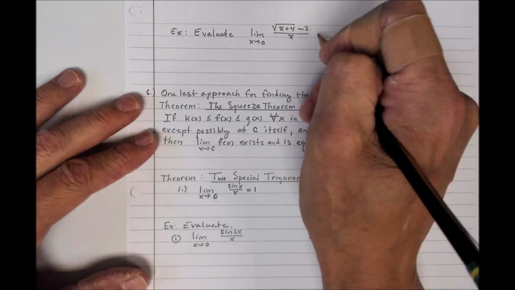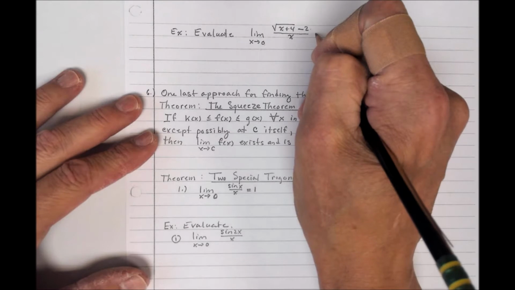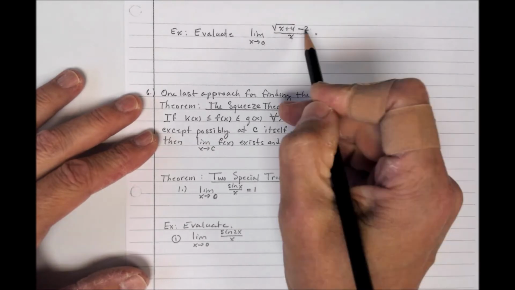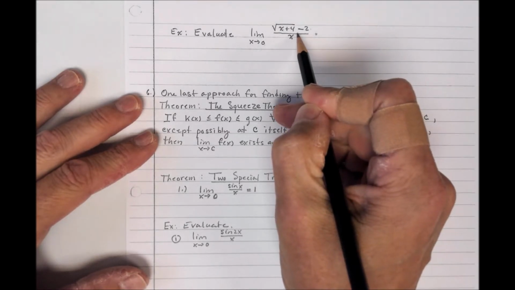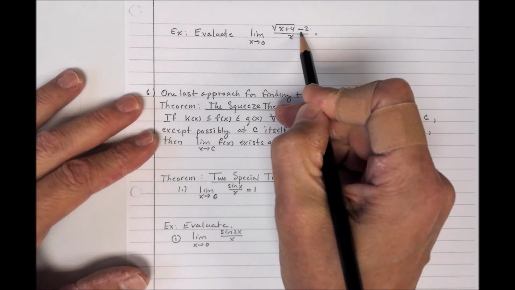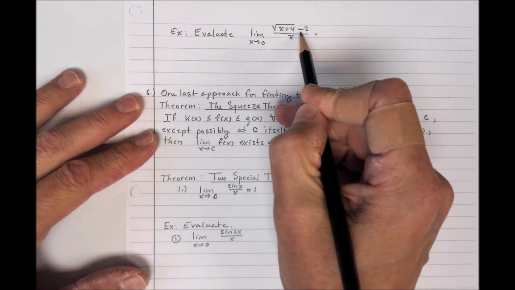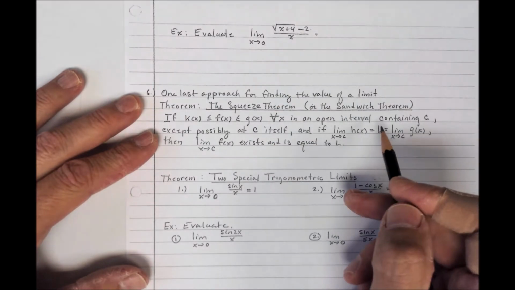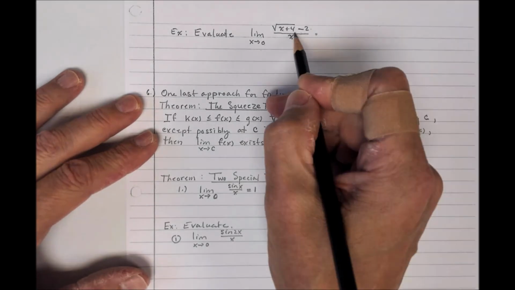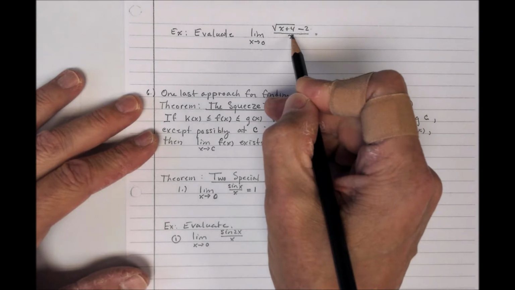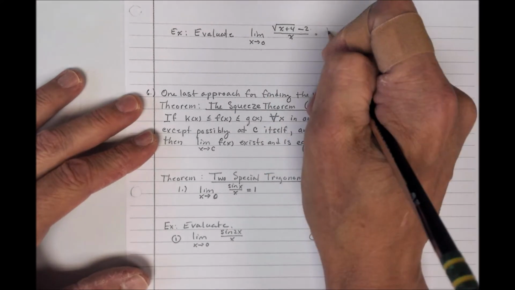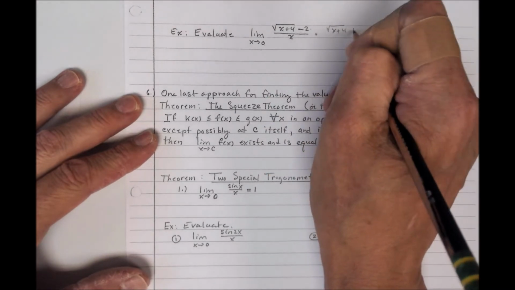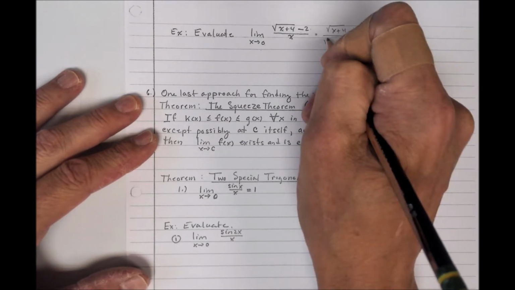Now that's an expression maybe you may have forgotten, but the conjugate involving an expression with a radical, it's essentially changing the sign in between the two terms. The conjugate of a minus b is a plus b. The conjugate of a plus b is a minus b. Well, the conjugate of the square root of x plus 4 minus 2 is the square root of x plus 4 plus 2. And I'm going to multiply top and bottom by that.